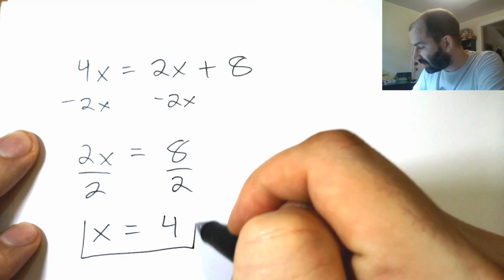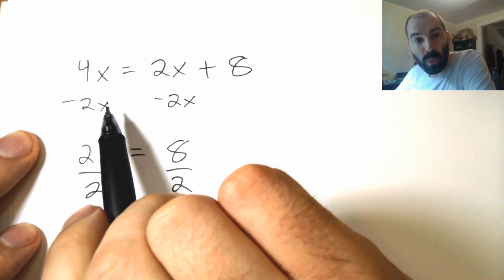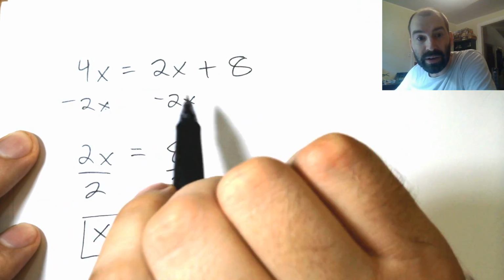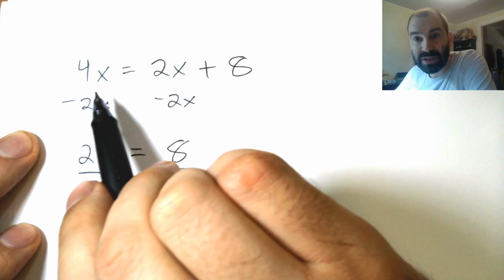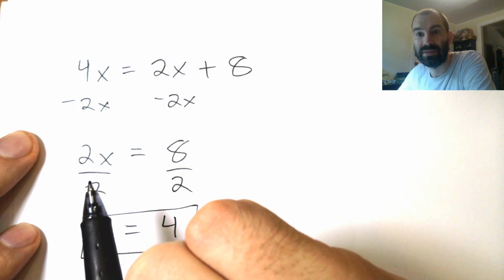So what is the trick here? The trick is that we can do anything we want to this equation, provided we do the same thing to both sides.